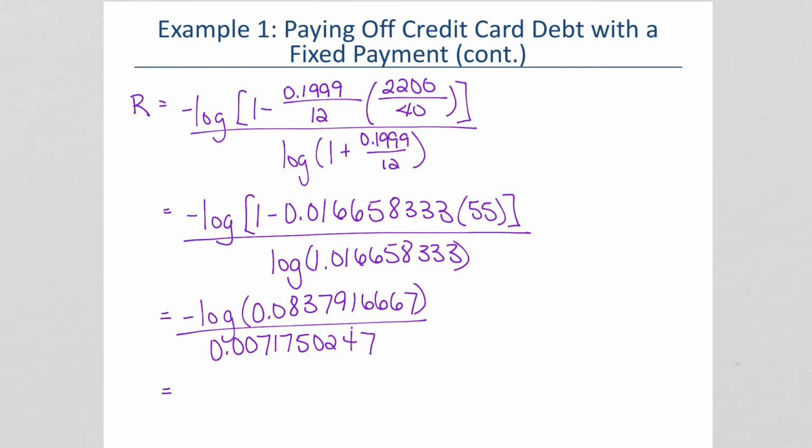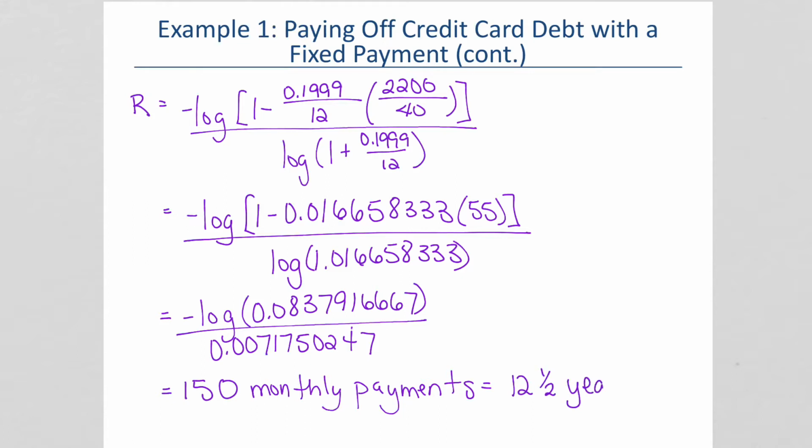So find the log of the number on top and divide by the number on the bottom. Don't forget about the negative there on top. And we get 150 monthly payments. To make that make a little bit more sense, that would be 12 and a half years.